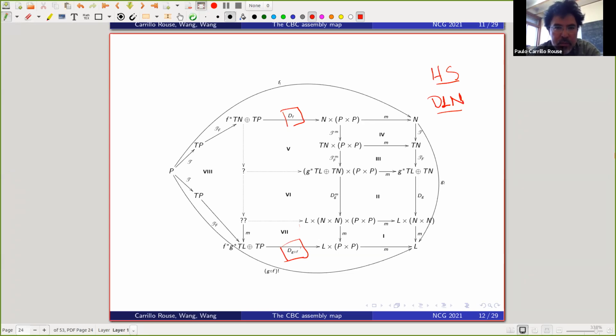But now I can get to the main topic of the talk, which is how to do this to assemble Chern characters. I don't know if I mentioned it, but I put it in the title. This is joint work with Bailing Wang and Hang Wang, which I'm going to talk about.